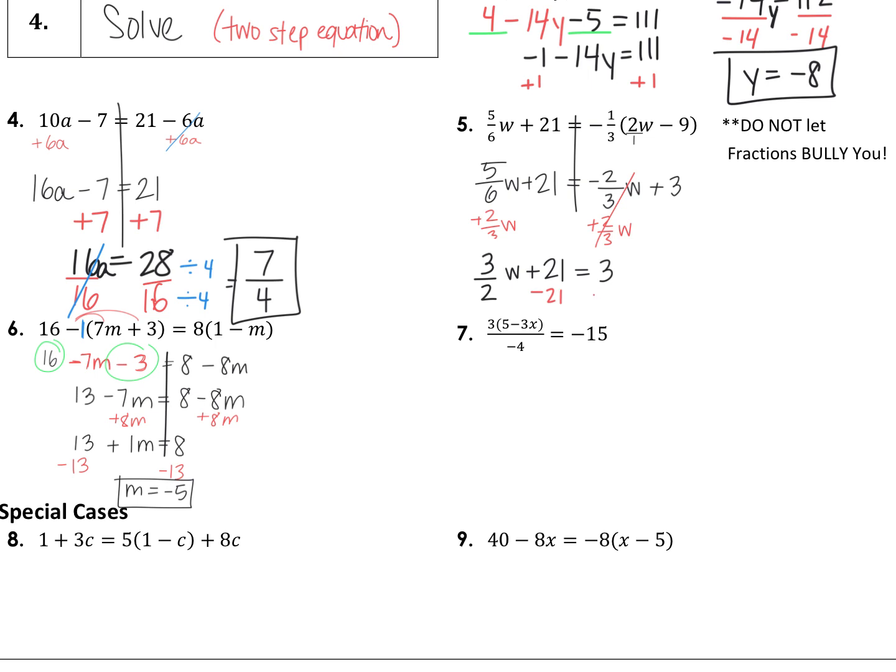So minus 21, minus 21. This is a two-step equation at this point. Sorry, I ran out of room. So 3/2 W is equal to -18.